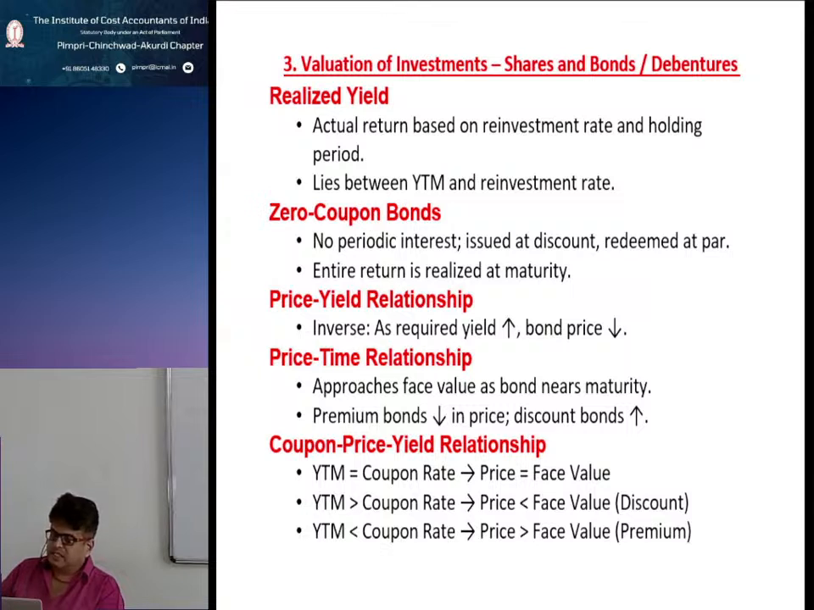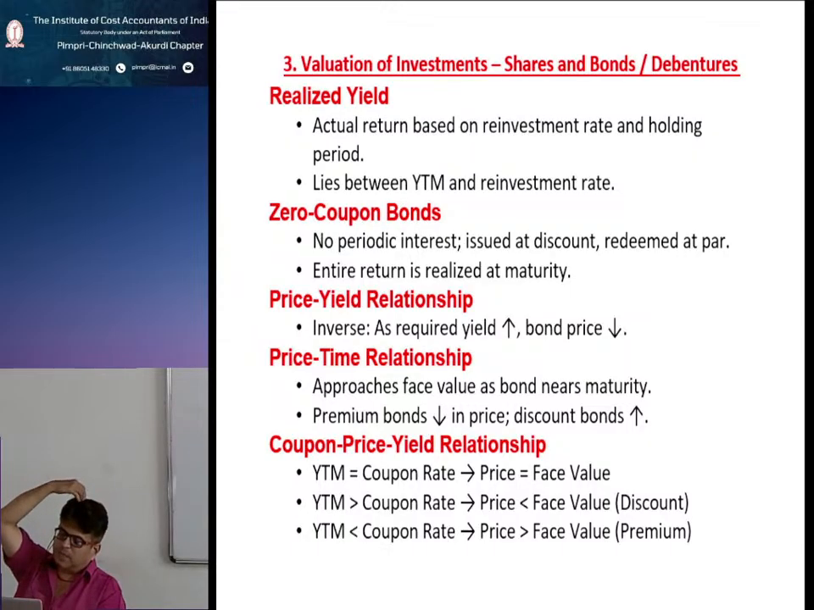Then comes the price yield relationship. It is always inverse. As required yield increases, bond prices reduce. So price and yield are inversely proportional: the moment yield is increasing, price will decrease. Price time relationship: how will price behave with time? It approaches face value as the bond nears maturity, and premium bonds reduce in price whereas discount bonds increase. That's how the relationship of price and time is.